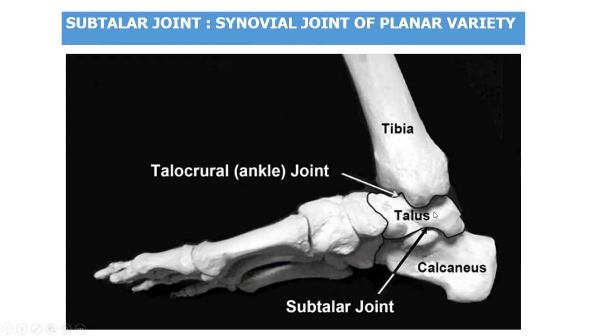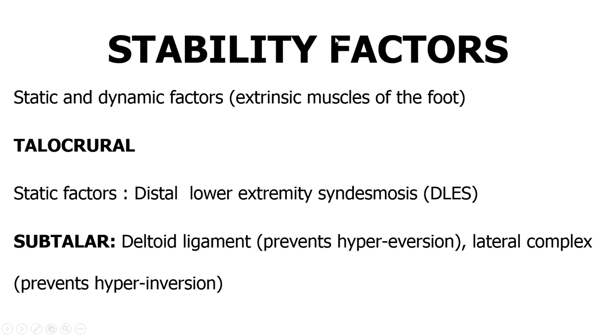Now the subtalar joint is basically this area here, which is formed by the flat surface of the calcaneus above, and then below the talus you have some flat surface, and that is why it's known as planar variety. So it's a synovial joint of planar variety. So the stability factors are divided into static and dynamic, and the dynamic factors are the extrinsic muscles of the foot. By extrinsic, we mean muscles that originate on the leg and insert on the foot.